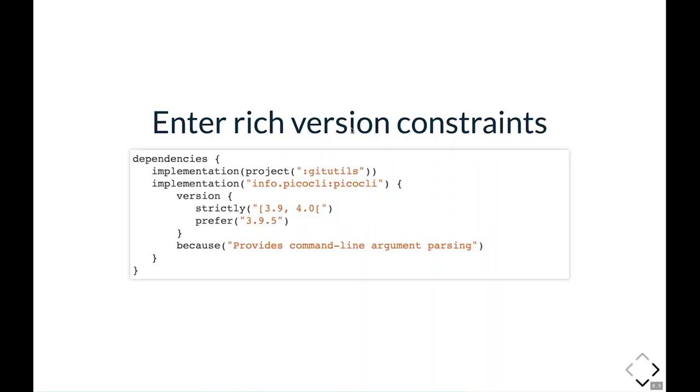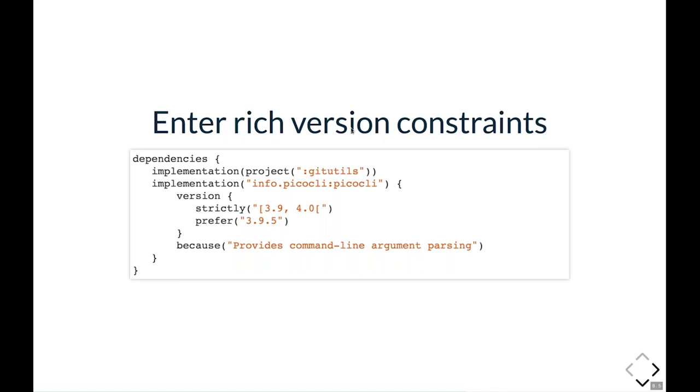So to give this meaning, what we introduced is what we call the rich version constraints. And this is where you're going to start to use this version block in Gradle. What you can see is that I just modified this example that we've seen in the live coding. I'm using Picocli again, but I'm not specifying any version number anymore in the string notation, instead using this block. And I use two different words.